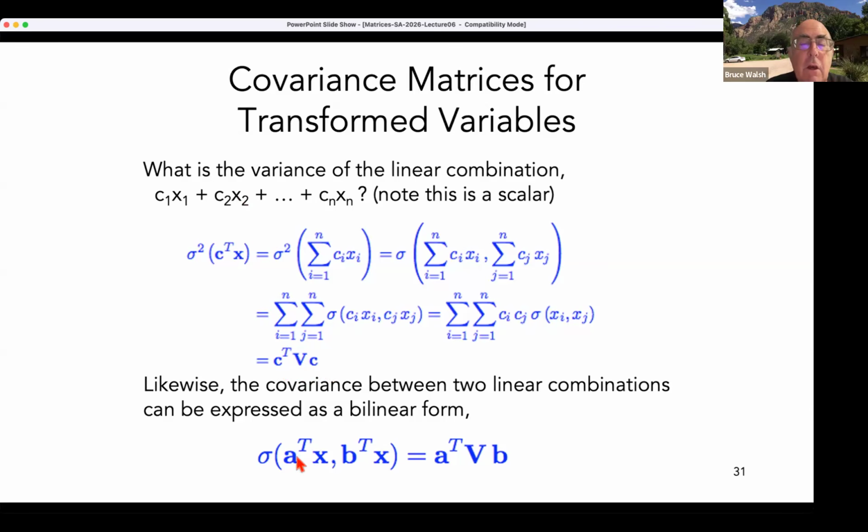Likewise, if I've got an index based upon weights A, and an index based upon weights B, what's the covariance? It's the same thing, except it's A transpose VB. By the way, this is the same as B transpose VA.